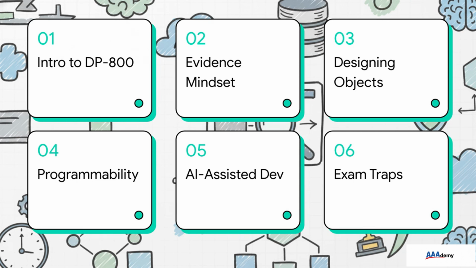Here is our map of the key exam domains. We've got 1. Introduction to DP-800. 2. The evidence-first mindset. 3. Designing database objects. 4. Data control with programmability. 5. Navigating AI-assisted development. And finally, 6. Avoiding common exam traps. Consider this our detective's roadmap to outsmarting the exam scenarios.